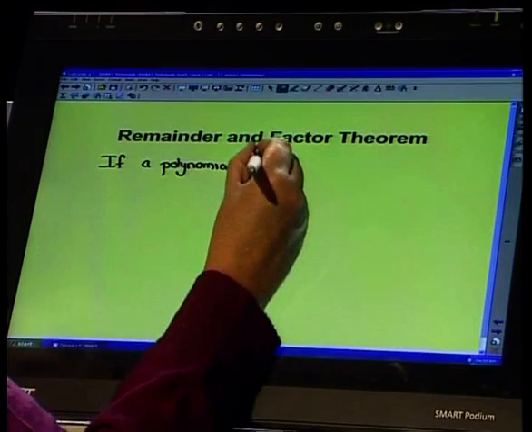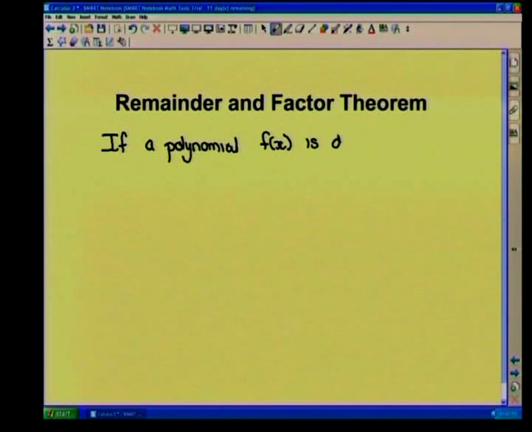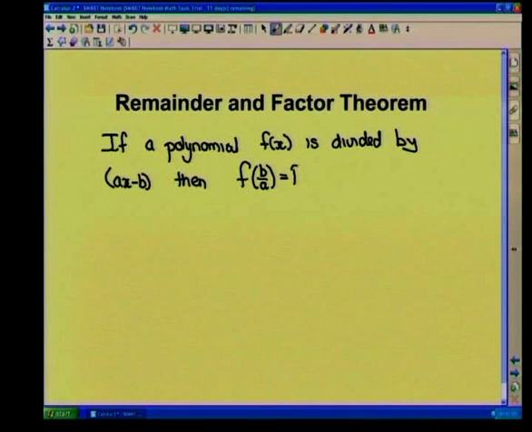So if a polynomial f of x is divided by ax minus b, then the functional value of b over a is equal to the remainder. Now this is what we call the remainder theorem.